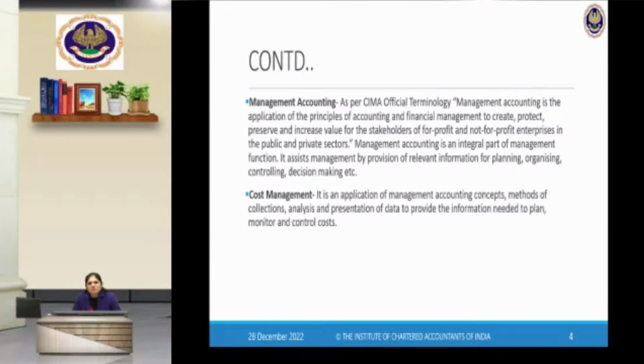So whenever management accounting comes, it has to do something with the stakeholders or shareholders, or whosoever has invested or has to do with the organization. Whosoever has any interest in the organization, maybe the lenders or the borrowers or any user of the information. So management accounting is basically to increase the value of the stakeholders. It applies to both profit and non-profit organizations, and of course the public and the private sector.